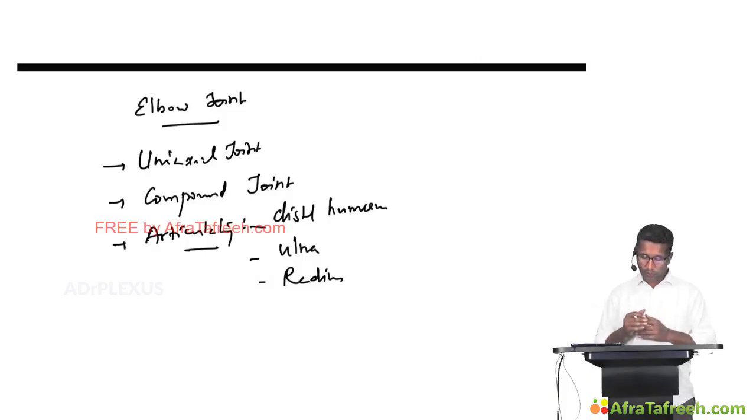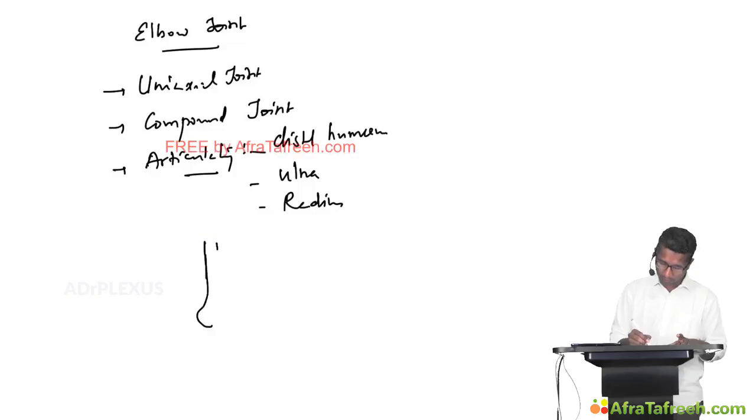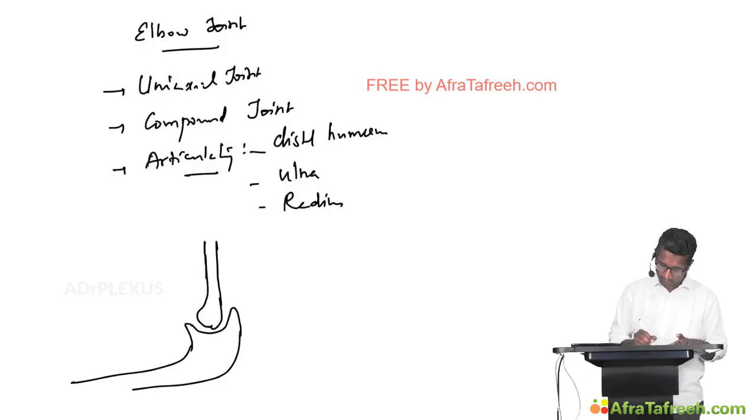Okay, so when you see the elbow joint, this is a synovial joint, so free movements take place here, and I'm just drawing a lateral view of the elbow joint to see the ligaments. So this is the distal humerus. Okay, so this is the olecranon process, and this is the coronoid process of the ulna.